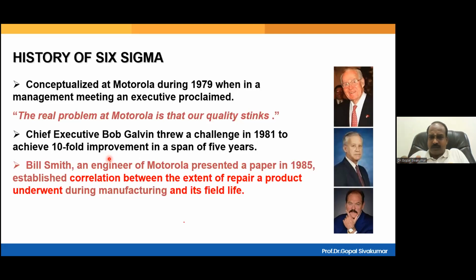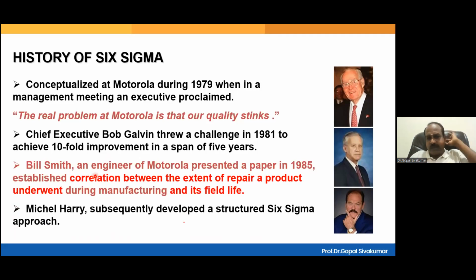If you rework, the life of the product will come down. So they understood one thing. We should always strive to do things right at the first time. Then they realized rework is also a failure. Isn't it? So this thinking made them introduce the new approach, which is known as Six Sigma.